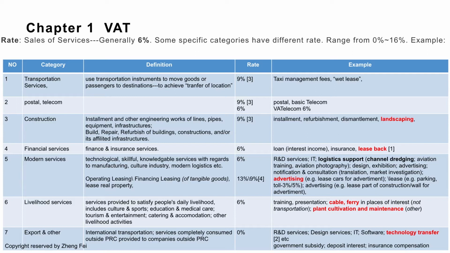The third group is construction services, and the rate is also 9%. The fourth group is financial services, and it has the lowest rate, which is 6%.